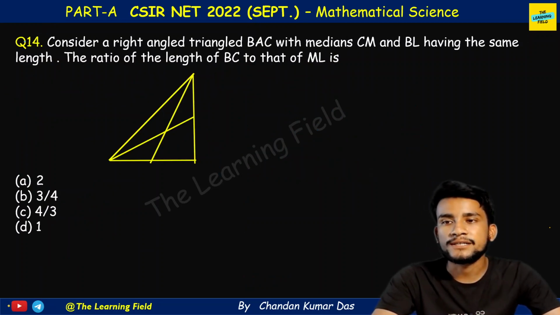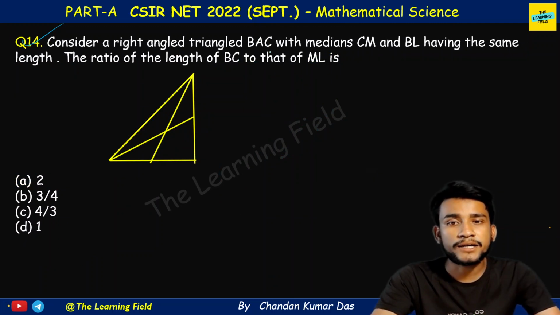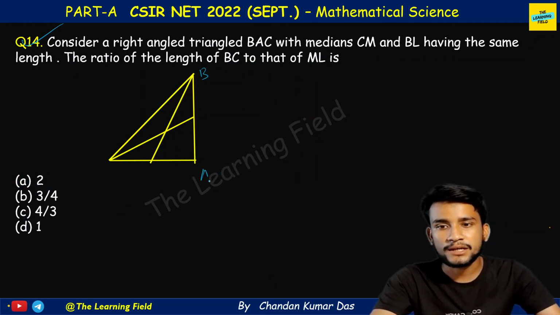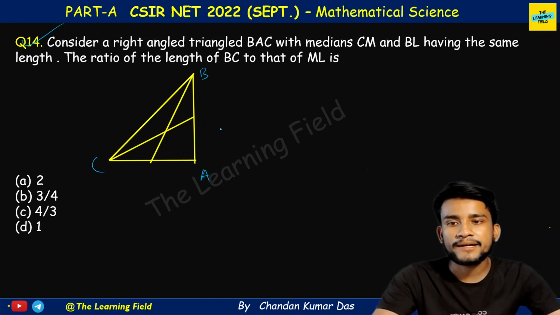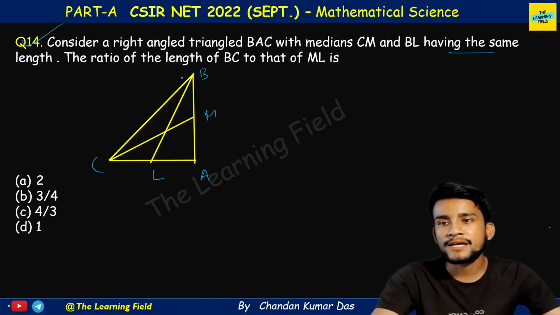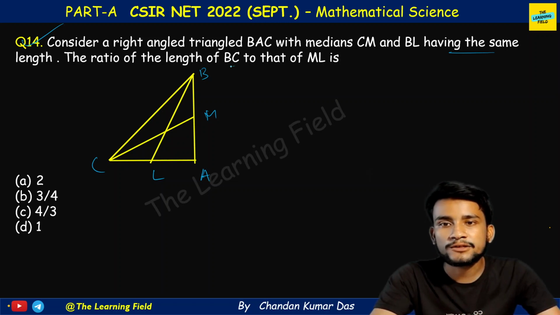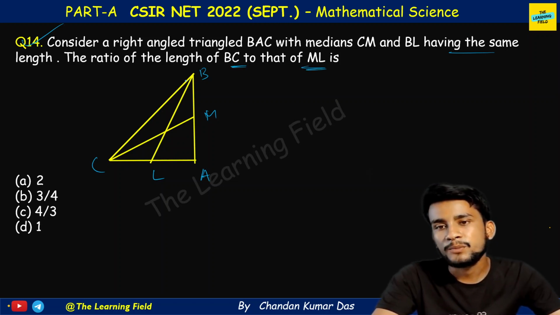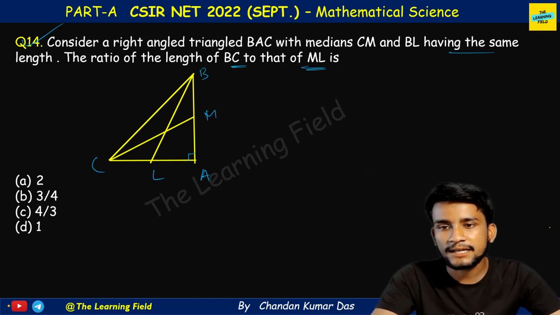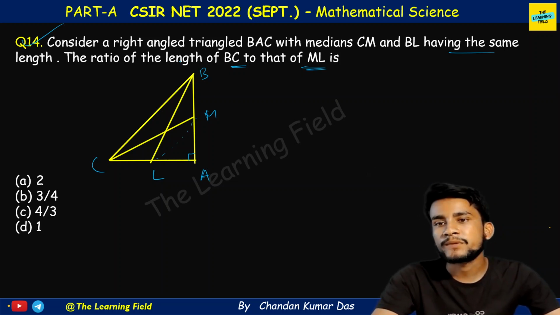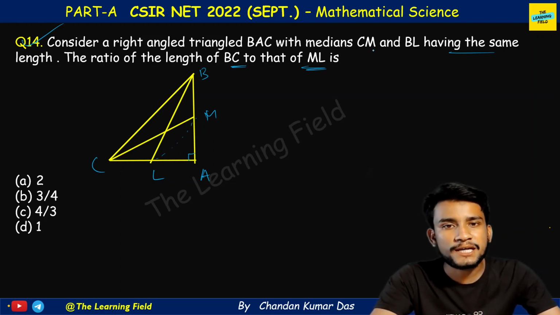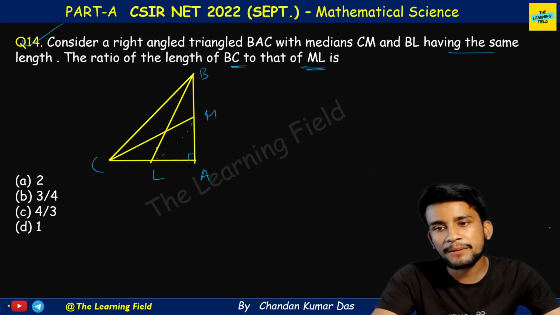Question number 14. It says: consider the right angle triangle BAC, with the medians CM and BL, having the same length. Find the ratio of the length of BC to that of ML. Now in BC, this angle is the 90-degree angle, the right angle. So you have to find the ratio of the length of BC and LM. CM and BL are the medians.